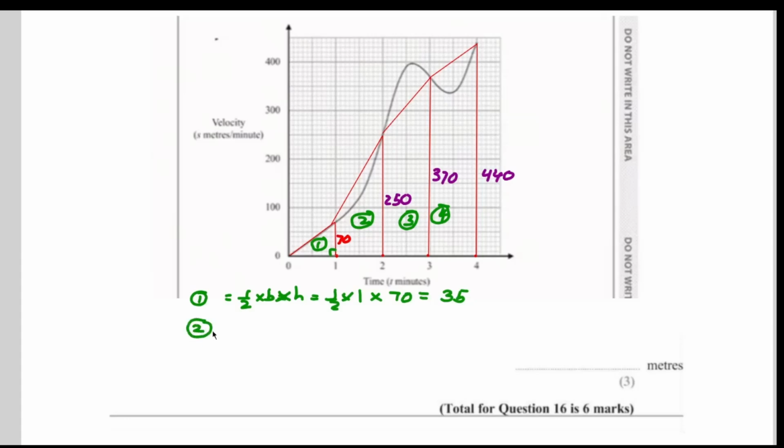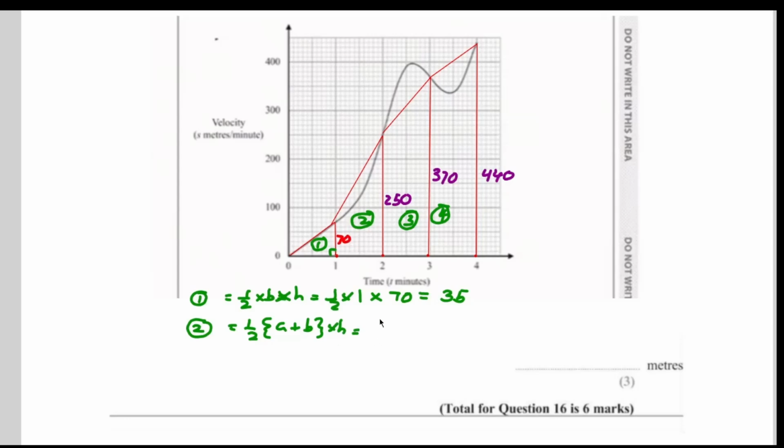Second figure, it is a trapezium. The area of a trapezium is half a plus b times its height. This a plus b means addition of the 2 parallel sides. So the two parallel sides means this side and this side. They are parallel to each other. Then we need to add 70 plus 250 of this figure.